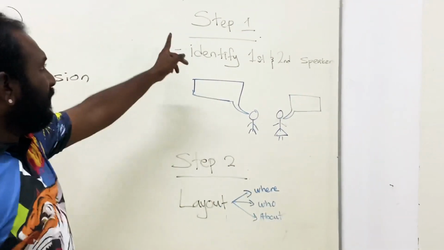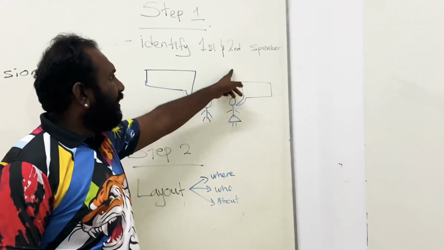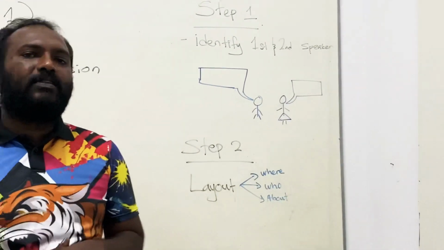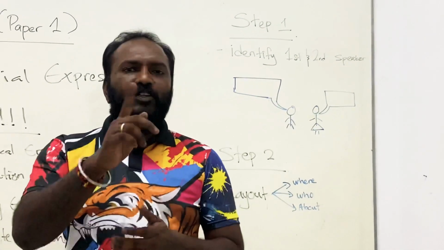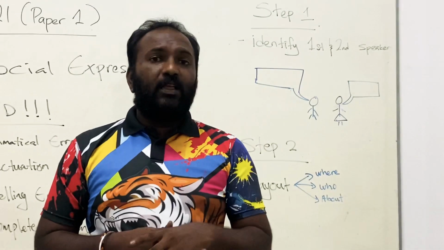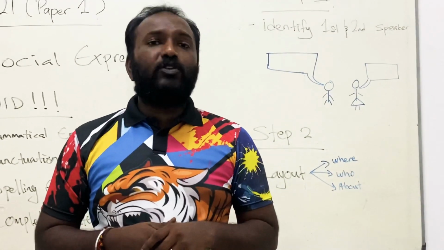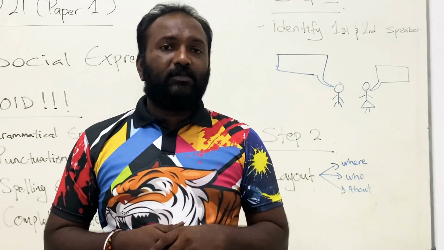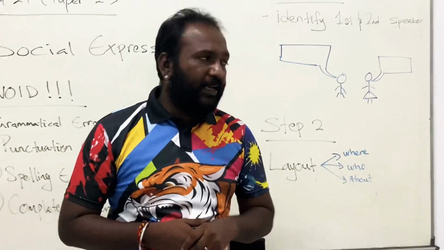As you can see, step 1 is about identifying the first speaker and the second speaker in the stimuli. Now, why is it necessary to identify the first speaker and the second speaker? Because the first speaker and the second speaker show the turns of speaking. If you get it wrong, then most probably your answer is wrong. Now, how do we identify the first speaker and the second speaker?